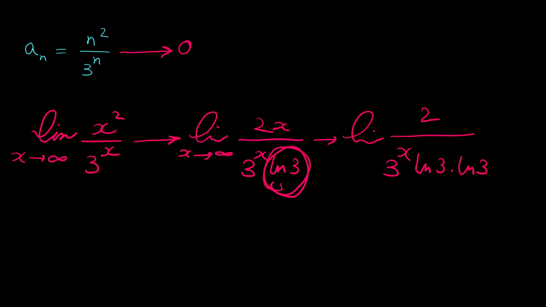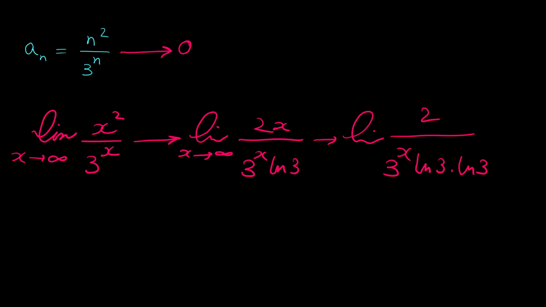You don't need to use product rule at all. Ln of 3 is a number. Leave the number, take the derivative of the actual function. The function is 3 to the x, the derivative of 3 to the x is 3 to the x times ln of 3, and we multiply by ln of 3, which we had before.